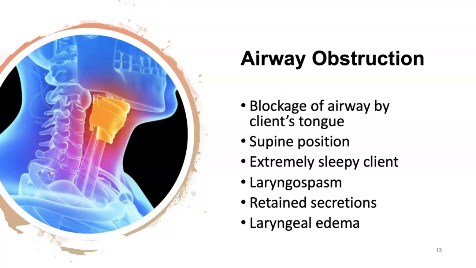Airway obstruction is blockage of the airway. It's most commonly caused by the patient's tongue, and also by being in a supine position, so the tongue falls to the back of the throat. The patient is coming out of anesthesia, so they're extremely sleepy. There may be laryngospasm from having the endotracheal tube removed. There could be retained secretions and laryngeal edema, again from the endotracheal tube.